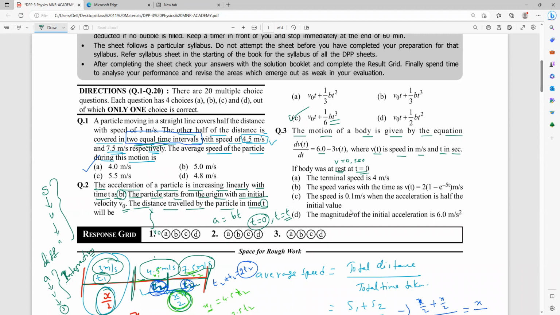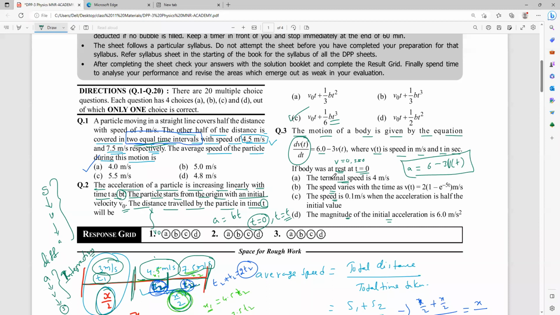So let us verify it. What is the given one? dv by dt is equal to 6 minus 3 v of t. Is it okay, everybody? In the options you read, they are asking for the terminal speed, the next one speed, and so on, as well as magnitude. Observe very carefully. dv by dt they are giving means what? Acceleration. So acceleration is 6 minus 3 v of t. That is dv by dt.